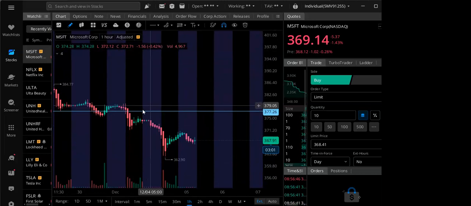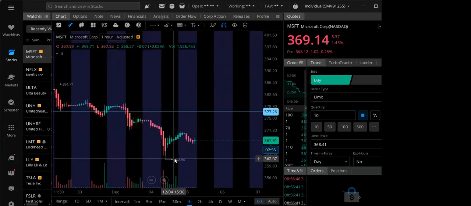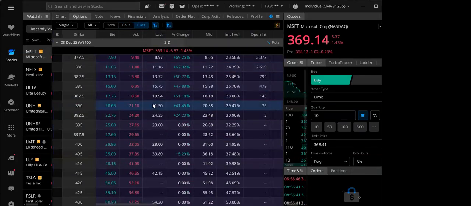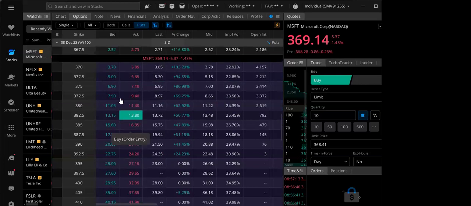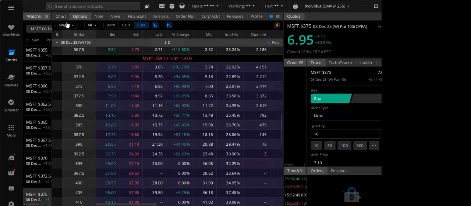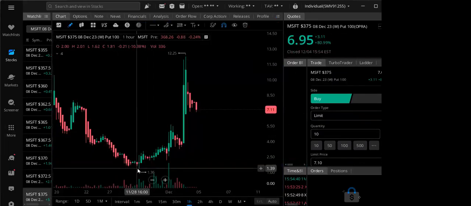Okay, so we are looking at calls. It came from 362. So let's say a 370 call and see. Now let's look at puts. If you guys entered a put last week, let's look at 375 and see how much it was. You guys, all this money, 136.